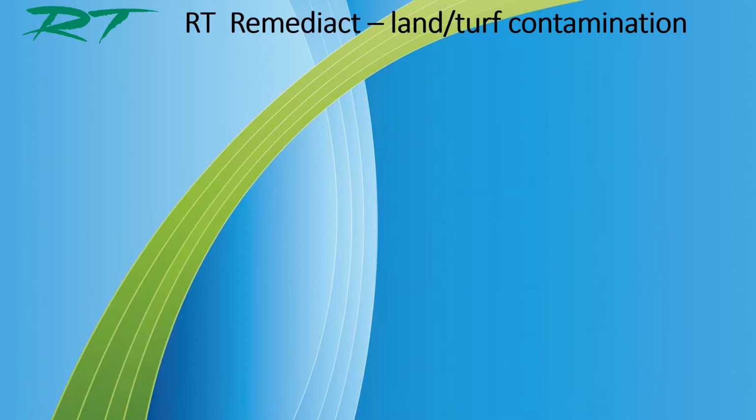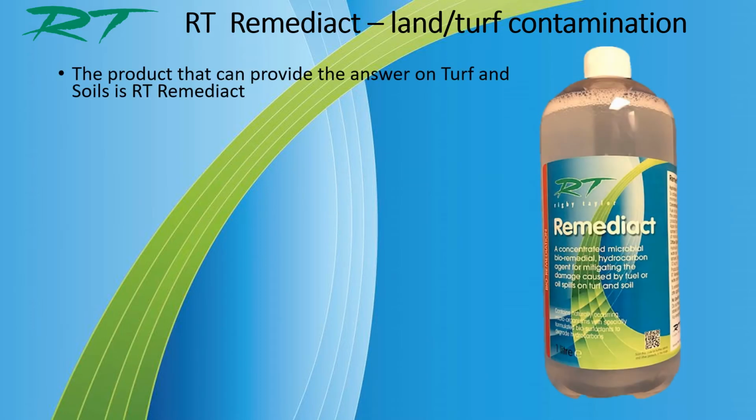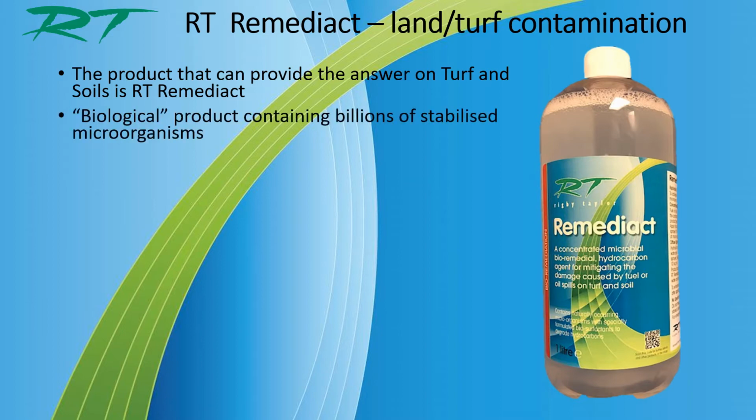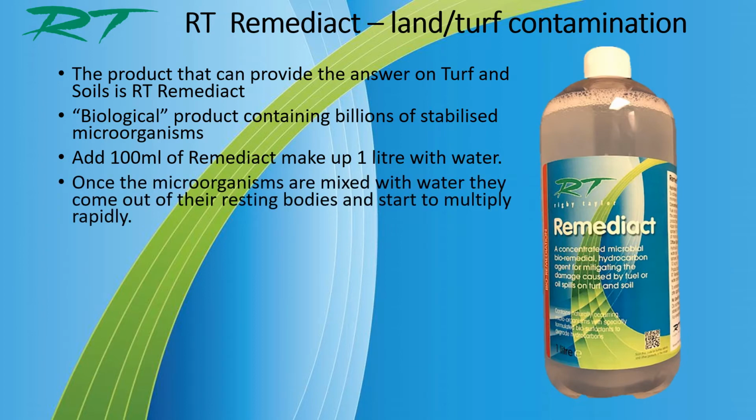So what is the product? Well, the product we're going to be using is RT Remediact. This product has been produced specifically for use on turf and for soils, and in effect contains billions and billions of stabilized microorganisms and bacteria, which are there ready just in case you need them. What you do is you add 100 ml of the product to a litre of water, and then once the product is added to water, the microorganisms will start coming out of that resting body and start multiplying up very rapidly. But they do need to have a food source.